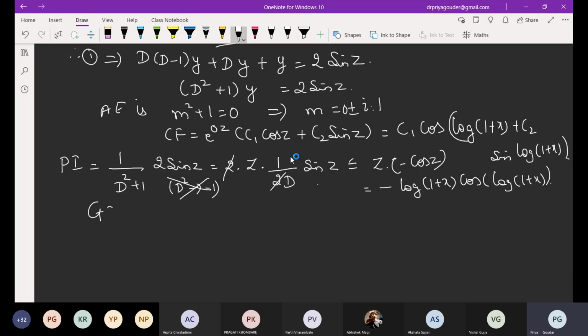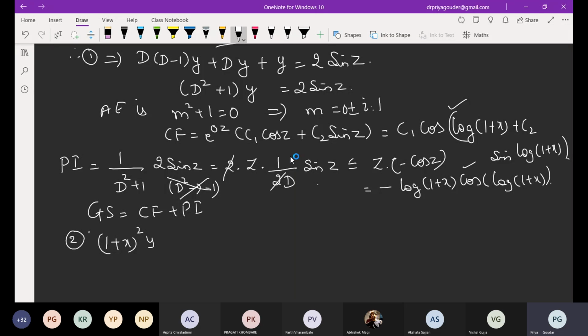Now what is the last step? GS is equal to CF plus PI. Substitute the value in terms of x. See, it is a similar concept, no? So it is actually easier, no need to worry. I'll give one problem for homework.